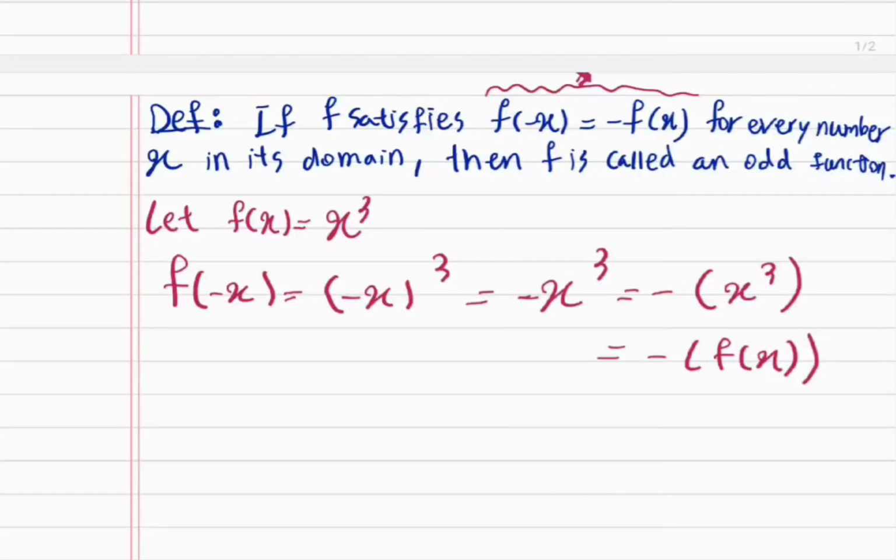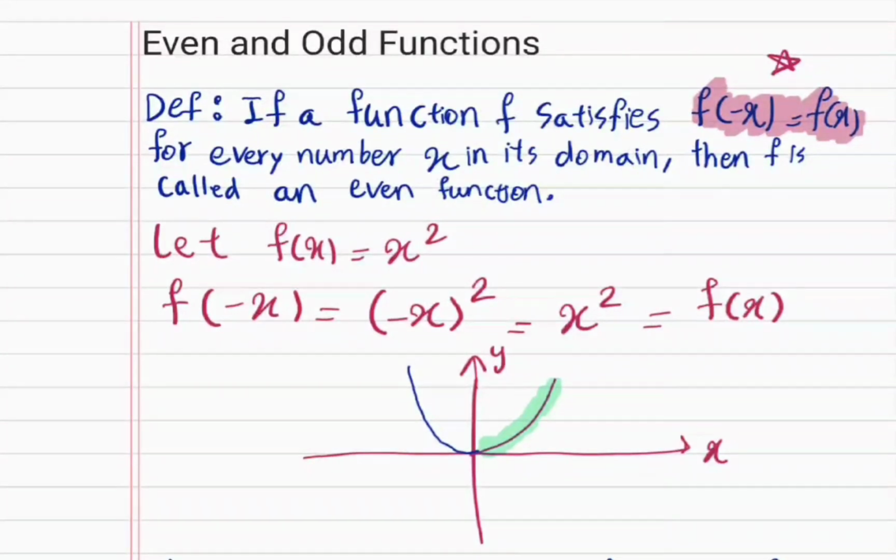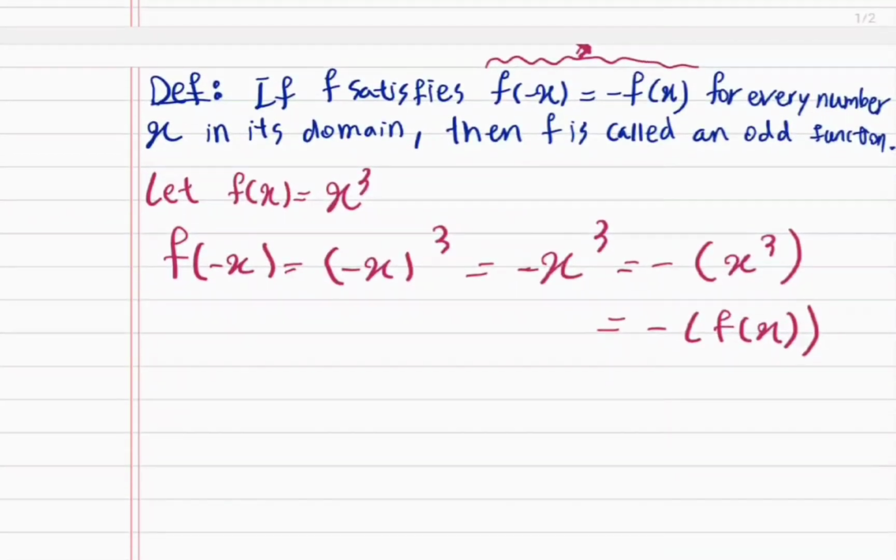So, yeah, the key takeaway here is that if you have an even function and you substitute minus x into that, you will still get the same function. It doesn't make a difference. Like here, as you can see. Whereas if you have an odd function and you substitute minus x into that, then this time you are going to get a negative version of the function.